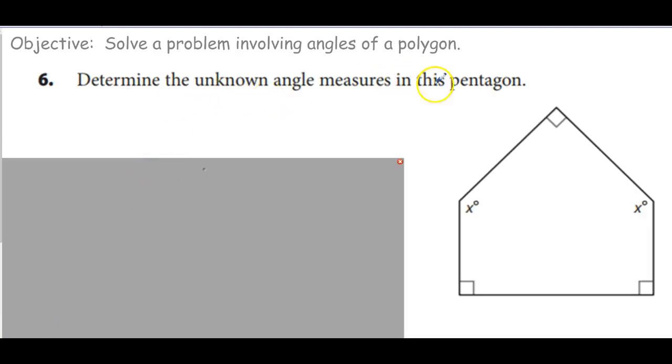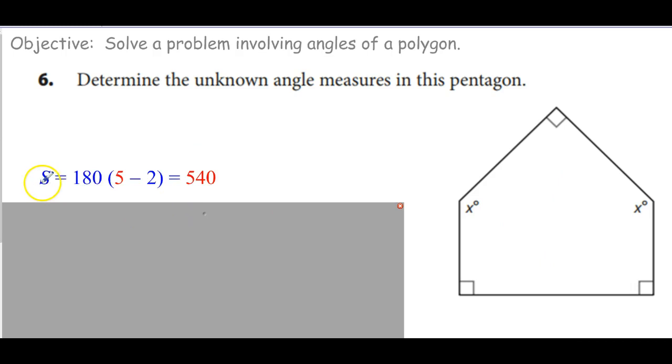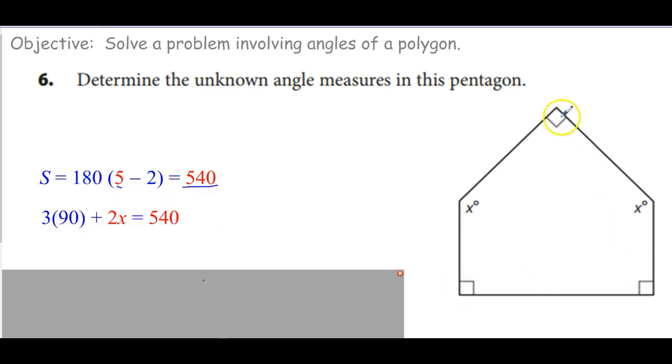Determine the unknown angle measures in this pentagon. Okay, so same thing. It's a pentagon, it's got 5 sides, it's got 5 interior angles. So basically, the interior angle sum theorem, with n is 5, 5 minus 2 is 3, 3 times 180, 540. So the sum of the angles, well, there's 3 90s, so 3 times 90.